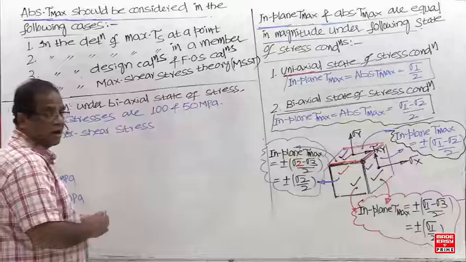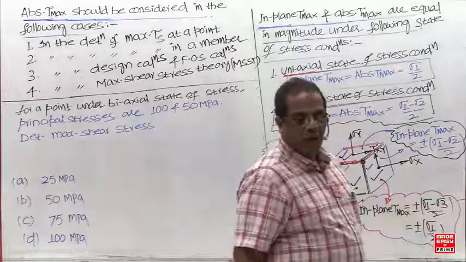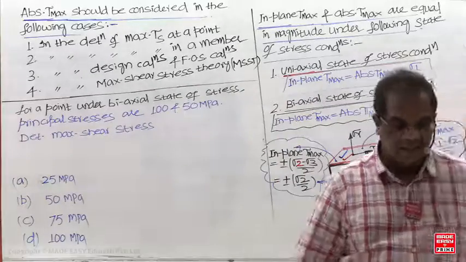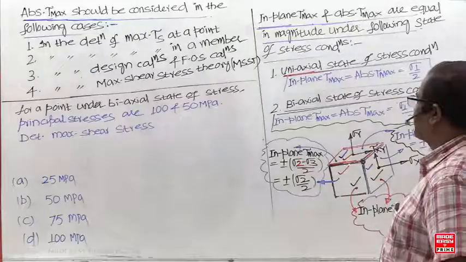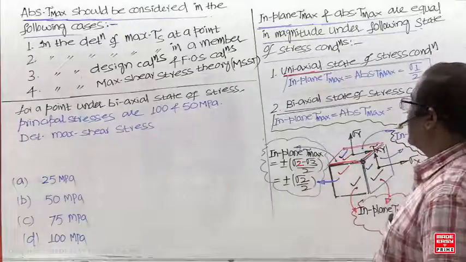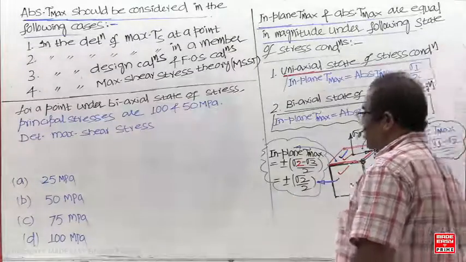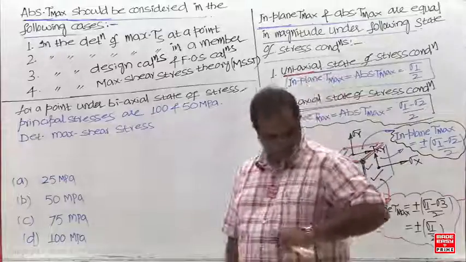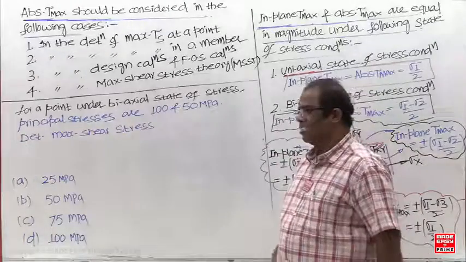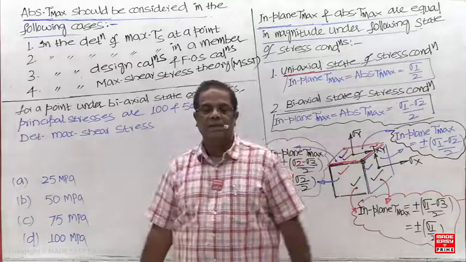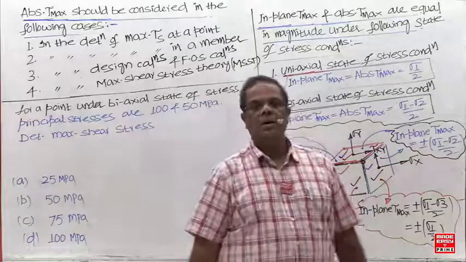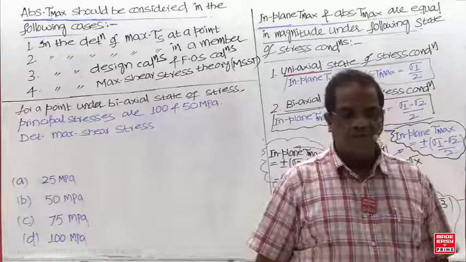Now can you give what is the answer for this, if the options are given like this? For a point under biaxial state of stress, principal stress are 150. Determine maximum shear stress. Options: 25, 50, 75, 100. Now what is the answer for this question?